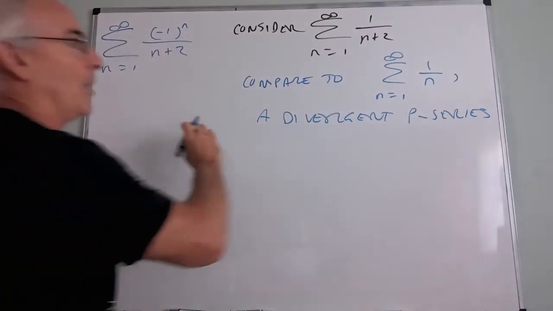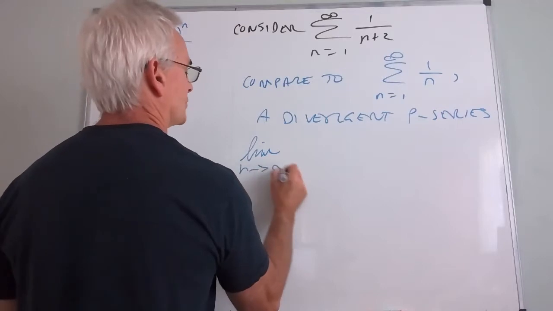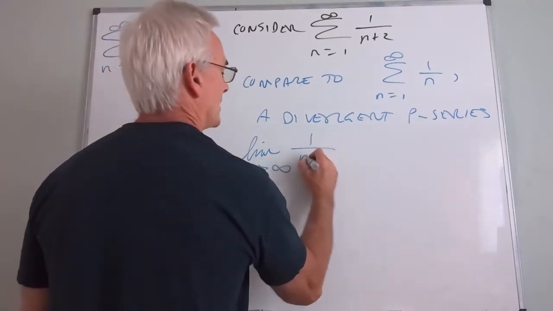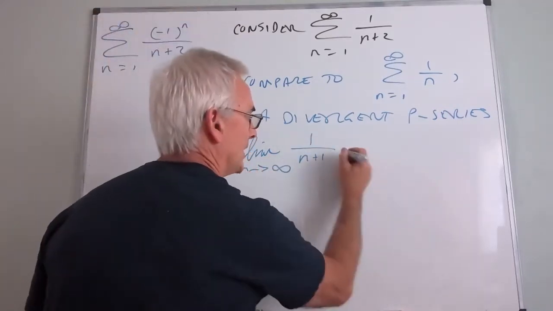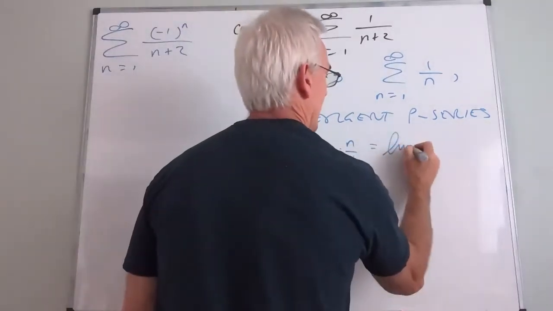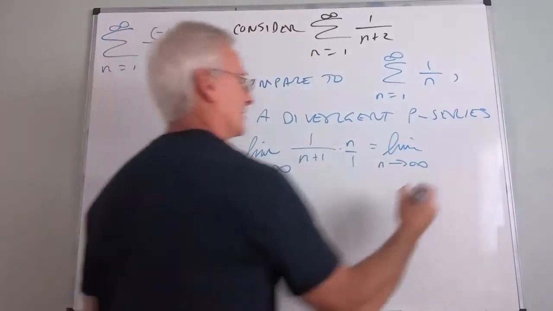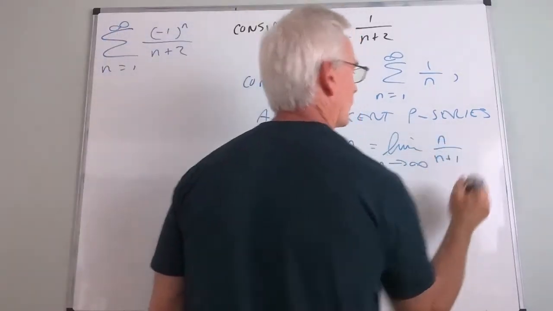Okay, now we're going to do a limit comparison test. So the limit as n goes to infinity of (1 over n plus 2) over (1 over n). So I can do that times n. I'm lazy. And hopefully, in looking at your work, most of you did that. So you said this is this, and what is that?